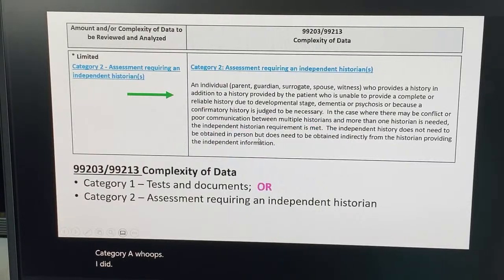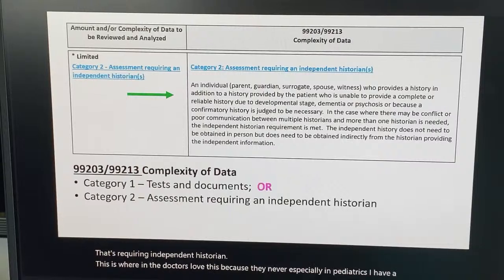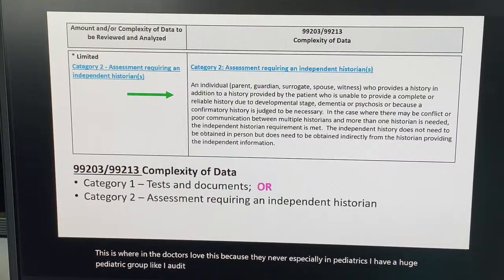Now the category 2, that's requiring independent historian. Now this is where, and the doctors love this because they never, especially in pediatrics, I have a huge pediatric group I audit for, they never got points for mother answering for, or father answering for child or whatever. Now they can, but they need to document.